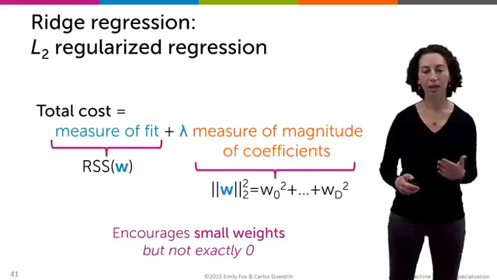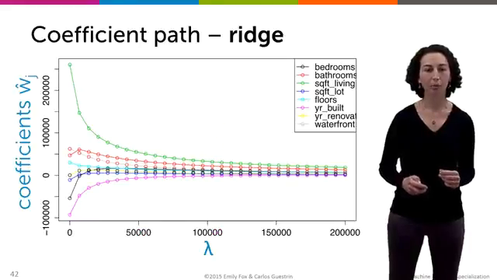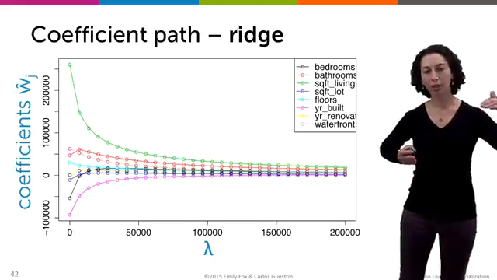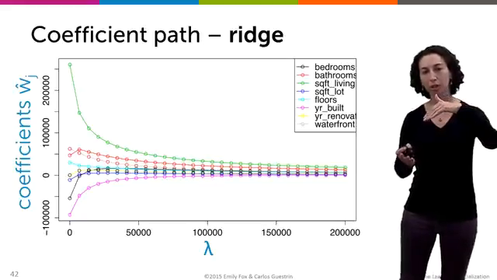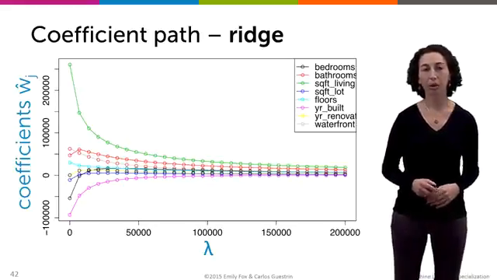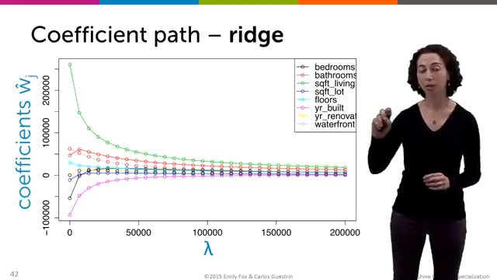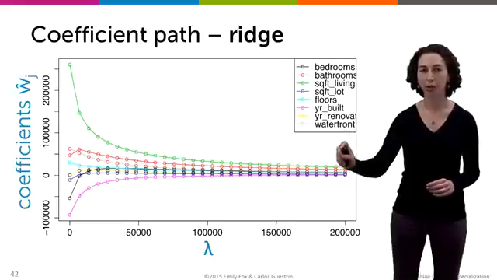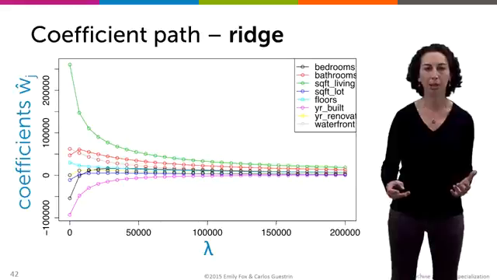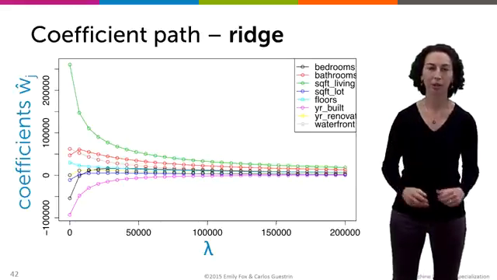But one thing I want to emphasize is that it encouraged them to be small, but not exactly 0. And we can see this if we look at the coefficient path that we described for ridge regression, where we see the magnitude of our coefficients shrinking and shrinking towards 0 as we increase our lambda value. And we said in the limit, as lambda goes to infinity, the coefficients become exactly 0. But for any finite value of lambda, even a really large value of lambda, we're still just going to have very small coefficients, but they won't be exactly 0.